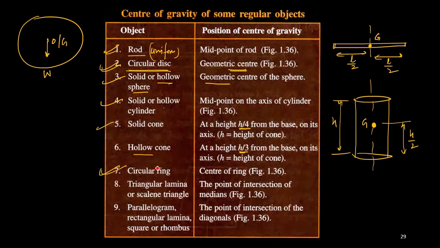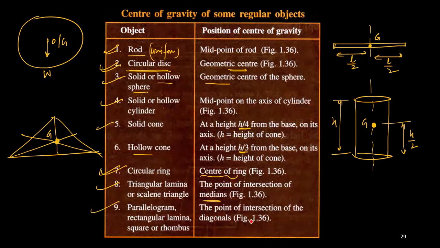Similarly, a circular ring, again the center. Triangular lamina: the center of gravity is the intersection of the medians. Whenever I say triangle, you have to draw 3 medians. This is one median, this is another median, this is another median. The intersection of the medians will give the G point, or the center of gravity point. Similarly, for a parallelogram or rectangle, it is the intersection of the diagonals.